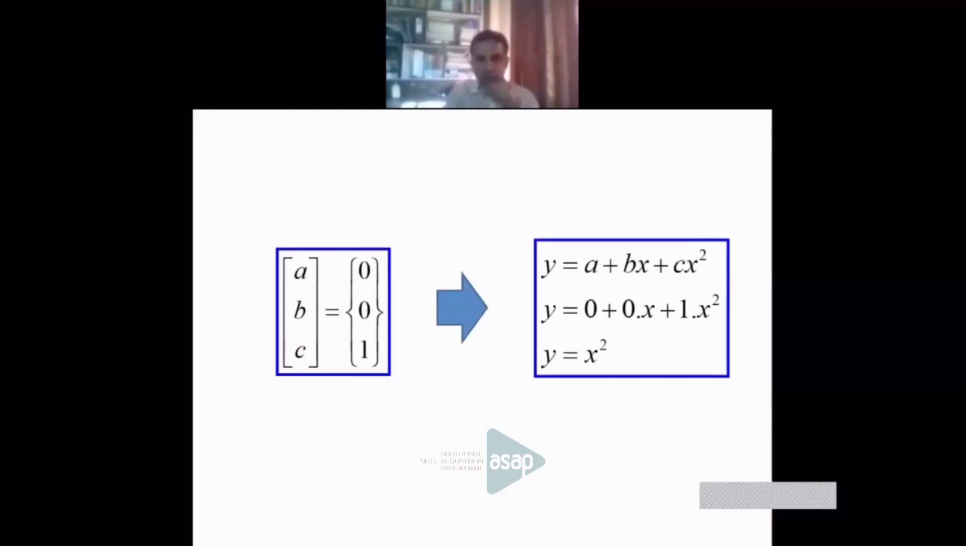Our equation was y equals a plus bx plus cx squared. We got a as 0, b as 0, c as 1, so y is equal to 1x squared. So you evolve a parabolic equation. It fits the best for the data, which is y equals x squared. This is how you fit a given data for a parabola.